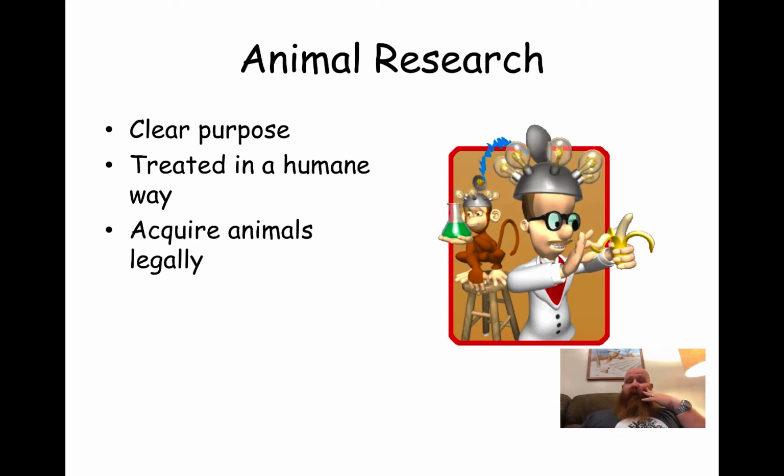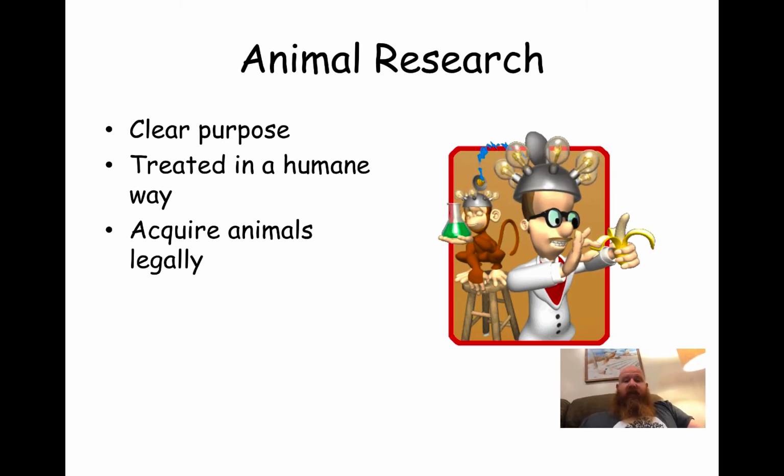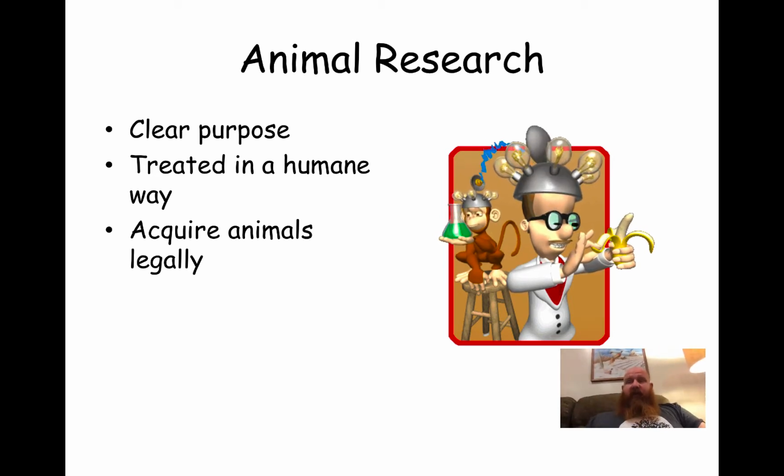You have to get the animals legally. It means you can't go through the black market, which means you can't get hard to find or endangered animals or things like that. If they're hard to find or hard to get, there's probably a reason for that. So in order to cut the mustard, I guess, with the Internal Review Board, you need to be able to get the animals that you are going to study legally.